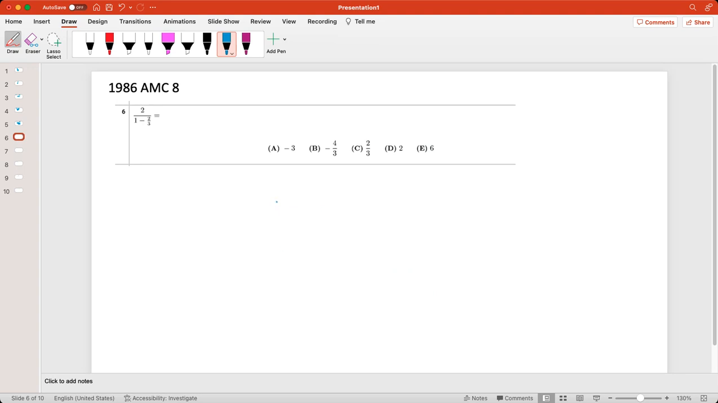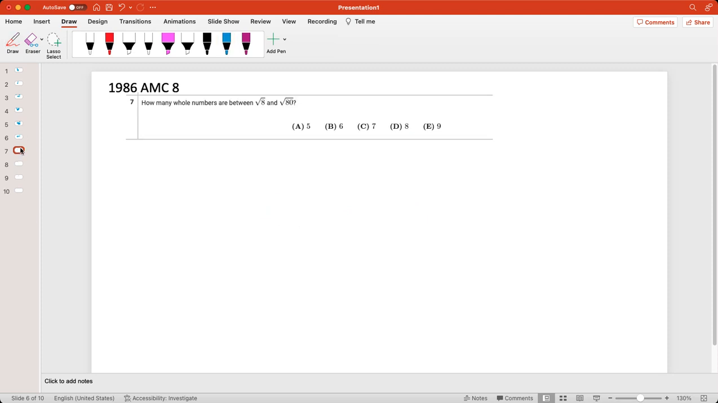2 by 1 minus 2 by 3, very easy. 2 by 1 minus 2 by 3 is nothing but 4 by 3. Now this is 2 into 3 by 1, which is 6. This is the answer. Going to the next one.